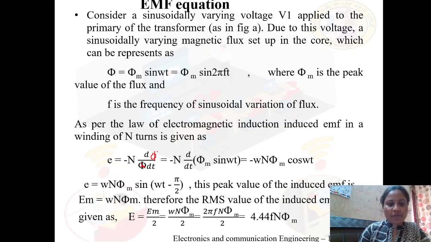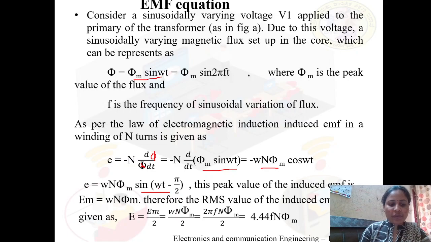We know that the flux produced is phi m sin omega t. Let us substitute that here and differentiate with respect to time. We will get minus omega n phi maximum cos omega t. Here the negative sign is indicated because there will always be an opposition to the source. And this minus cos omega t can also be represented as sine of omega t minus pi by 2.